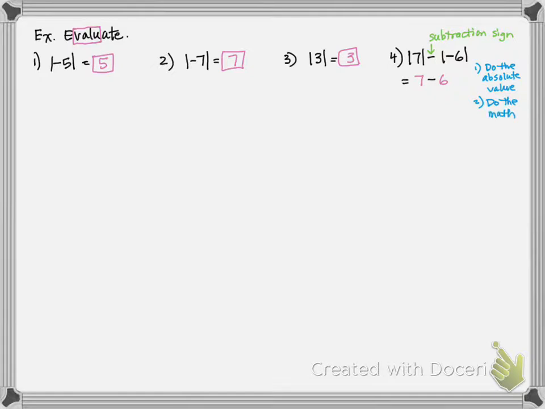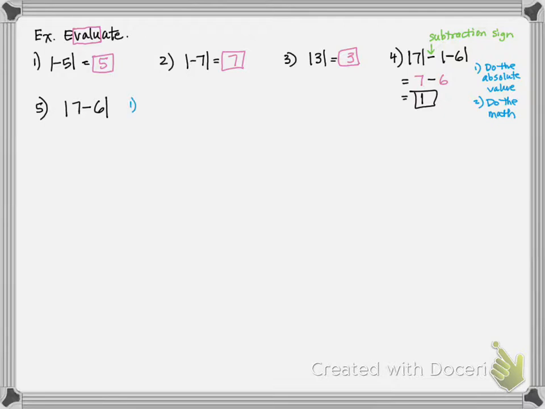All right? And then we get 7 take away 6 is going to equal 1. Okay? And now we have a different one. It says take the absolute value of 7, take away 6. Okay, so notice in number 4, I had 2 different absolute values with a subtraction between the 2 absolute values. Here I have 1 absolute value. So we're going to do the math in the opposite order that we did it last time.